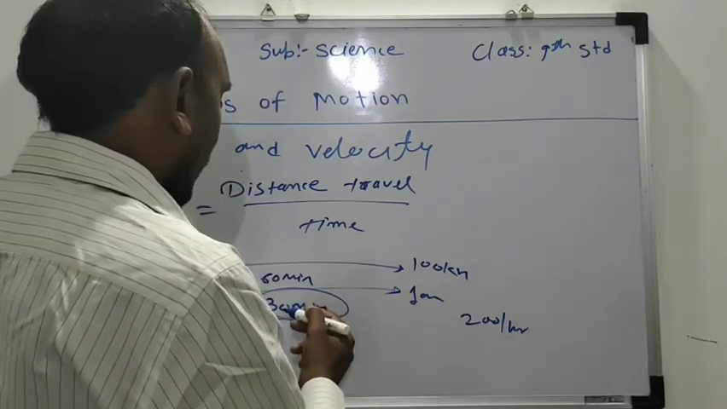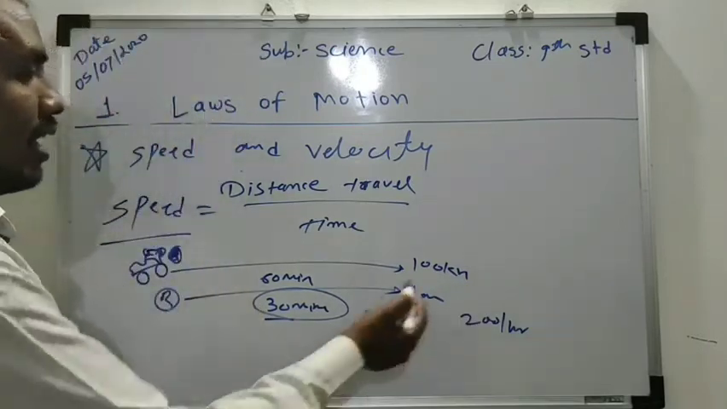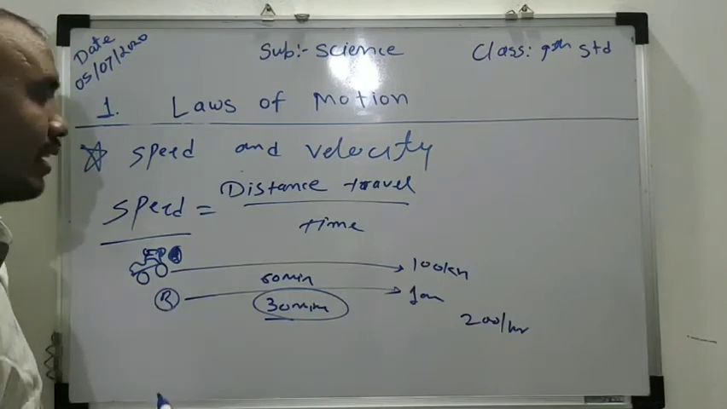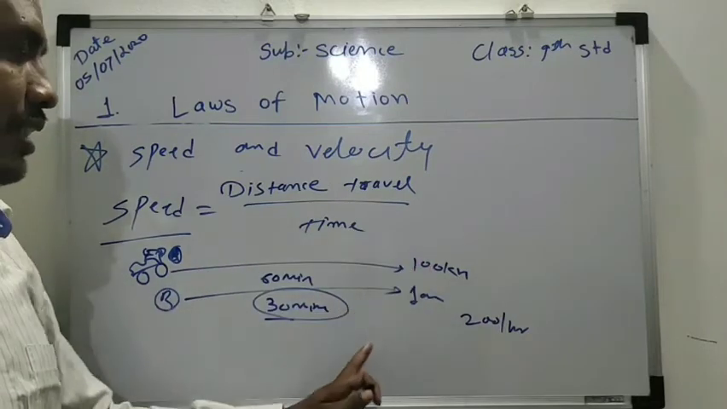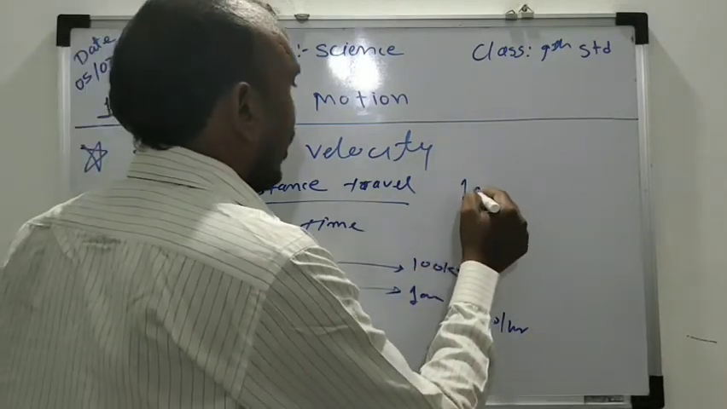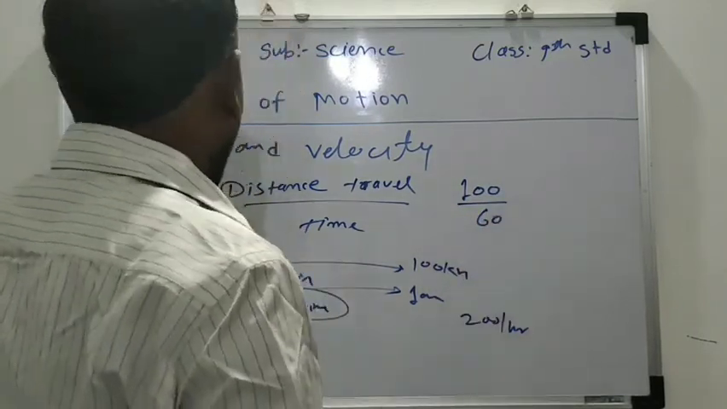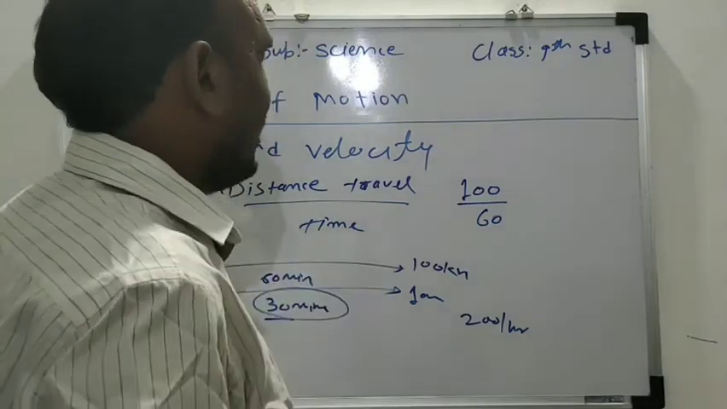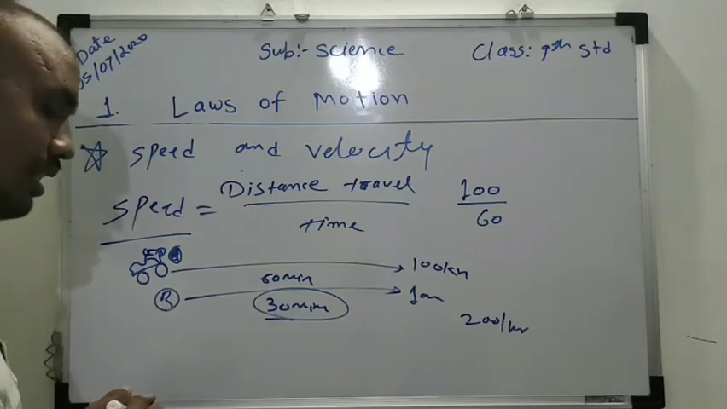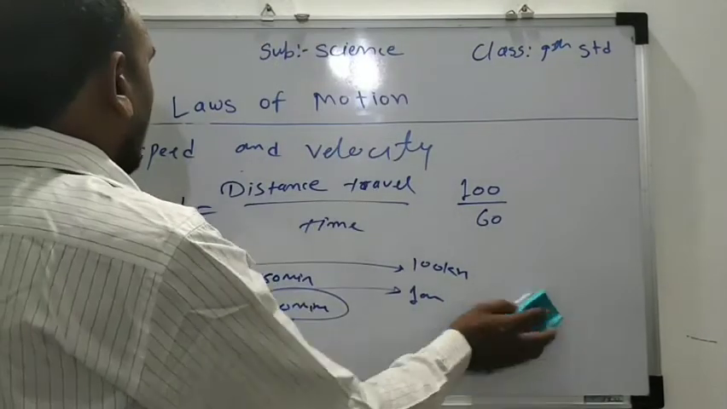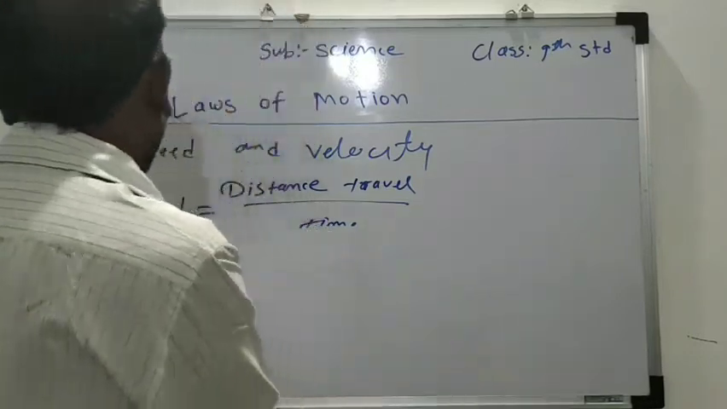And here, what will it be? Sorry, 100 kilometers per hour is the speed. The speed is distance travelled upon time. The distance travelled is 100 kilometers, and the time required is 60 minutes. So what will be the speed? Speed means distance travelled by the time is the speed. Is it correct? So what is the unit of speed?